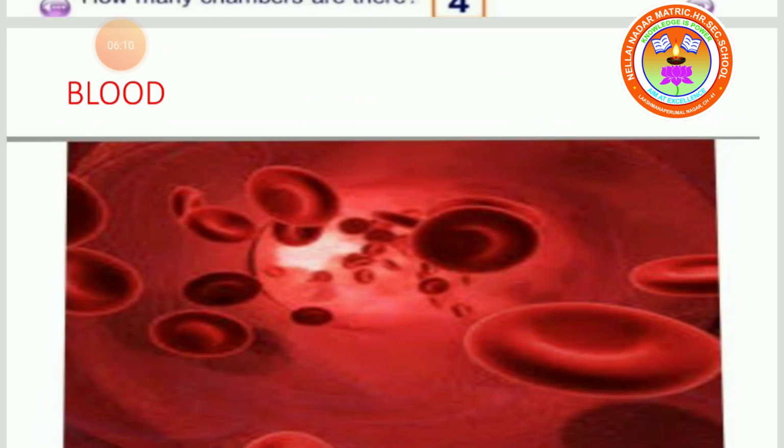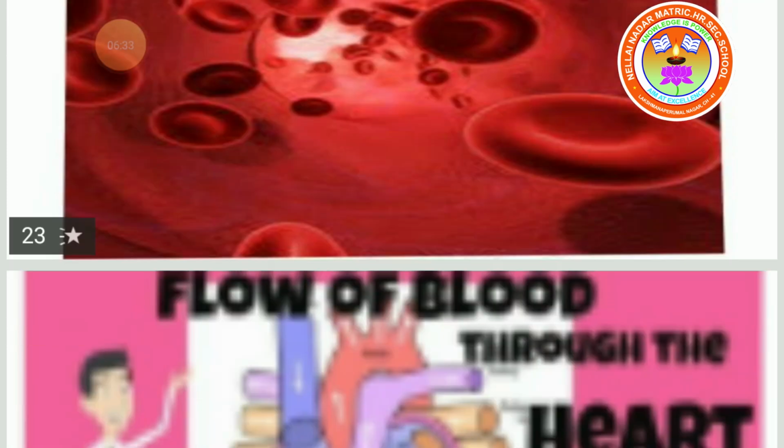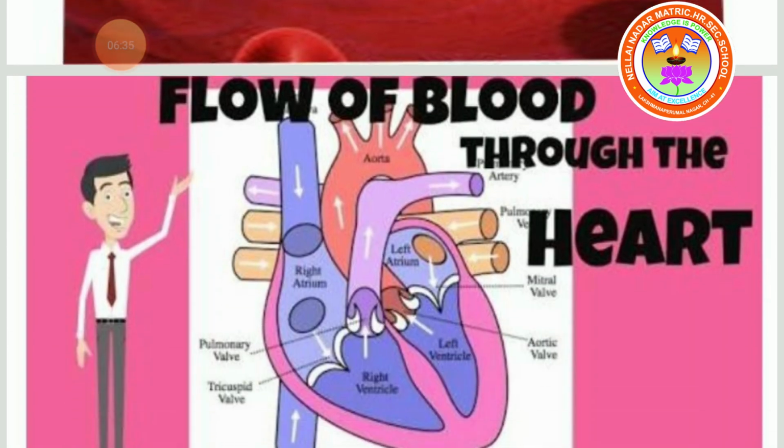Next, we are going to discuss blood. Blood transports nutrients, oxygen, waste and hormones. The volume of blood in human adults is 4 to 5 liters. It regulates water level and body temperature. Blood is pumped throughout the body by the heart. It takes oxygen to tissues and cells and finally reaches the lungs to take oxygen again. Flow of blood through the heart.